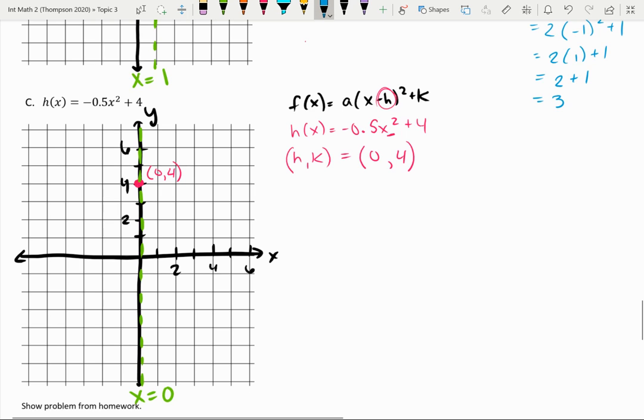Now, I need more points to be able to know what this graph looks like. So I make a table. Here's my x values in the first column, my h of x values, or my y values in the second column. And then I just like to write my coordinate nice and neat and organized in my third column. Write down the vertex first. The x value is 0. The y value is 4.